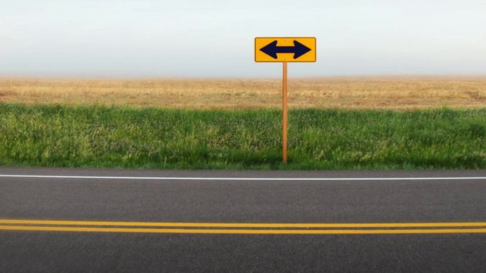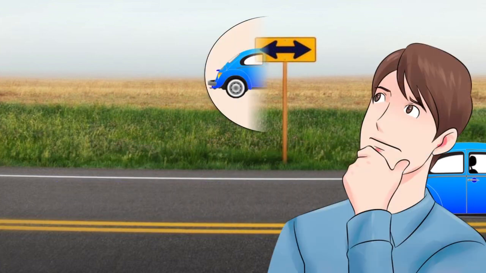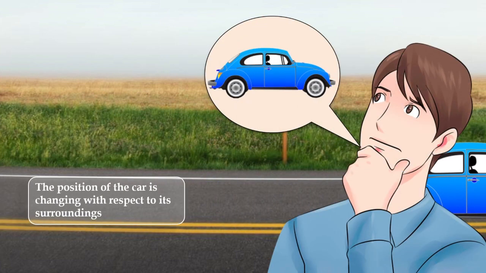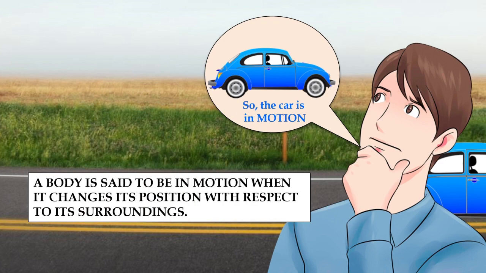So let us consider an example of a car which is being observed by the observer. We see here that the car has moved. So why do we say the car is in motion? Because the position of this car is changing with respect to its surrounding. So that means if an object changes its position with respect to the surrounding, the object is in motion. So that's the basic definition or the theme of this chapter.